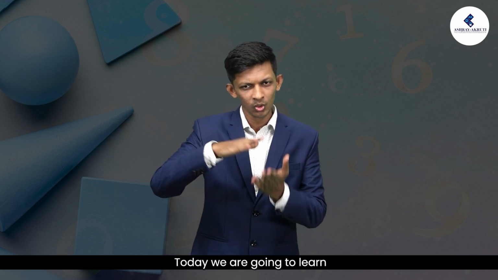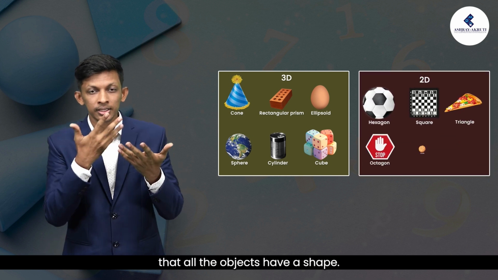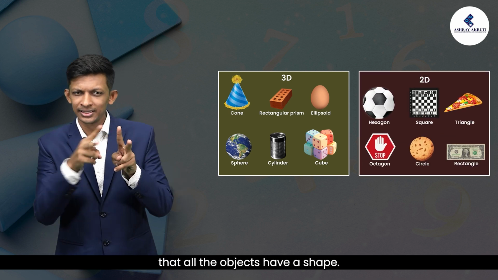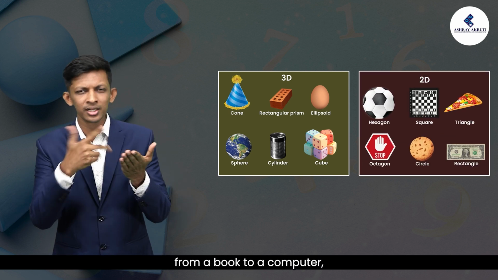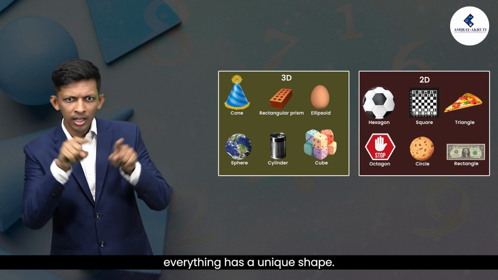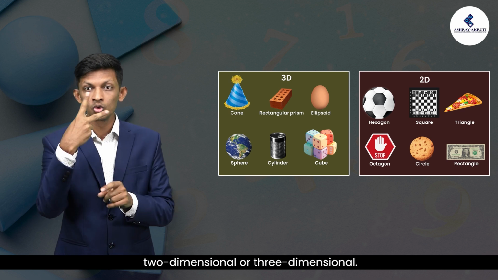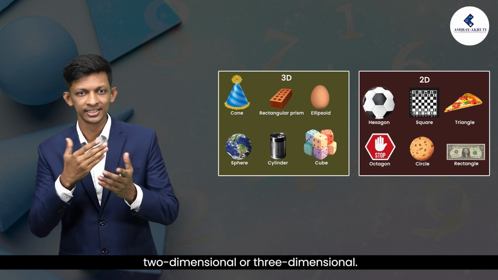Today we are going to learn visualizing 3D in 2D. Introduction. As we look around, we observe that all the objects have a shape. Right from a book to a computer, everything has a unique shape. Shapes are either two-dimensional or three-dimensional.